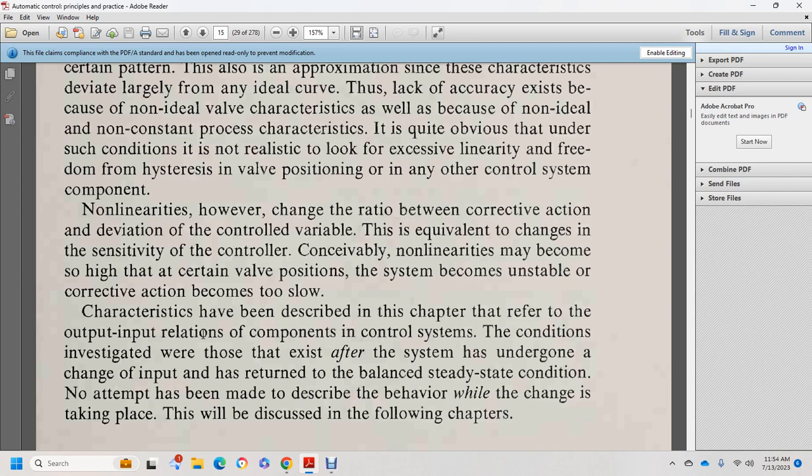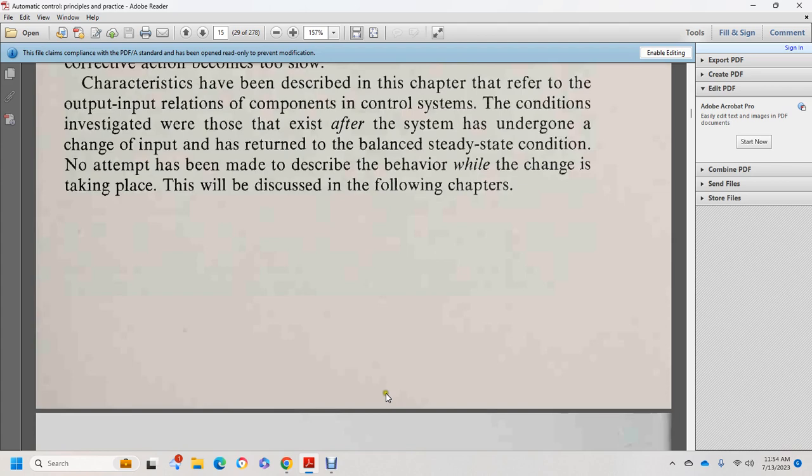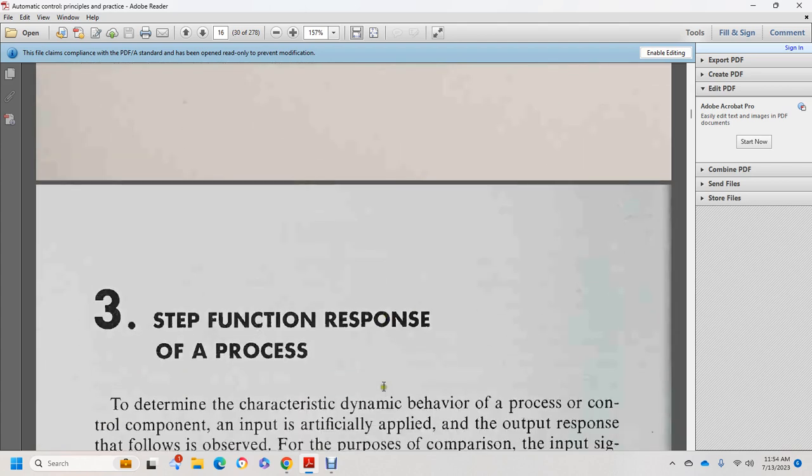No attempt has been made here to discuss the behavior of the valve under the changes that take place, which are discussed in the following chapters. Chapter 3, step function response of a process.